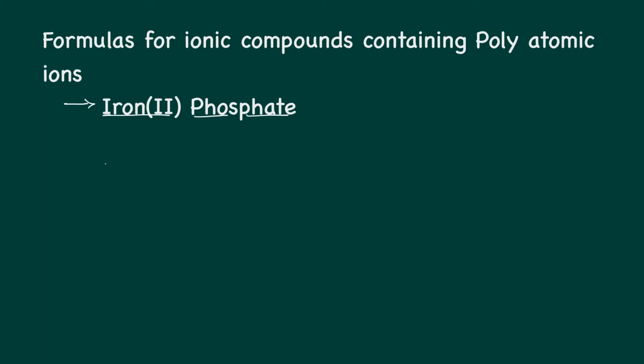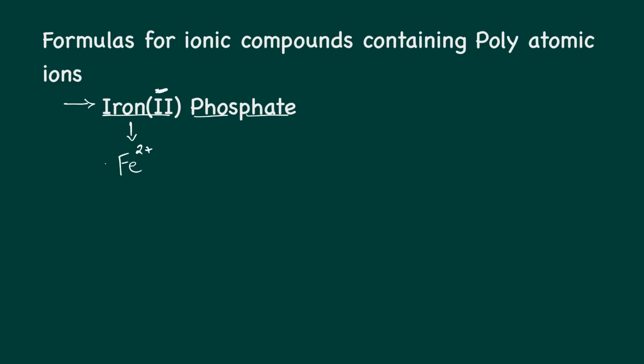Iron 2 phosphate. I've purposefully taken an example of a transition metal just so that you get some good practice for solving these. Remember that if this was a group 1 or 2A metal, the process does not change. So let's get started. You have iron 2 phosphate. Now, when you say iron 2 phosphate, we know that iron is Fe and it is 2 positive. How do we know it's 2 positive? Because of this Roman numeral 2 right there.